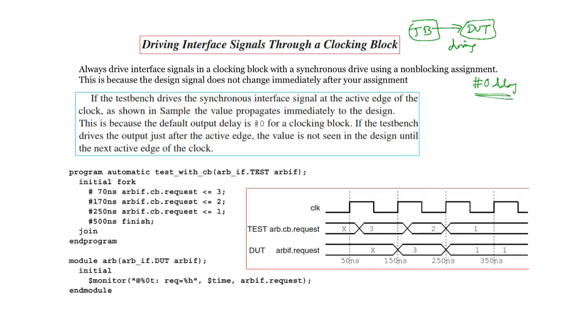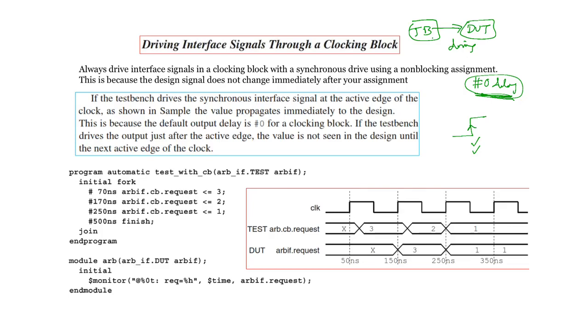Now #0 delay means that if the output of the test bench changes at this active edge, it is applied immediately to the DUT, at that instant itself, with no delay. The changes in the output of the test bench at this edge are applied directly to the DUT on that edge itself.